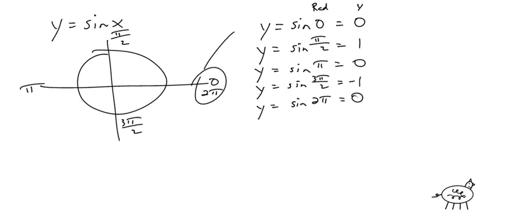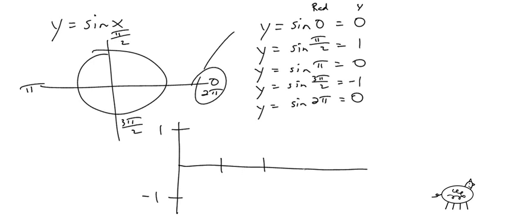If I make a sketch of this, here's 1, and here's -1. Let's put our values here for radians. This is pi over 2. This is pi. This is 3 pi over 2. And this is 2 pi.